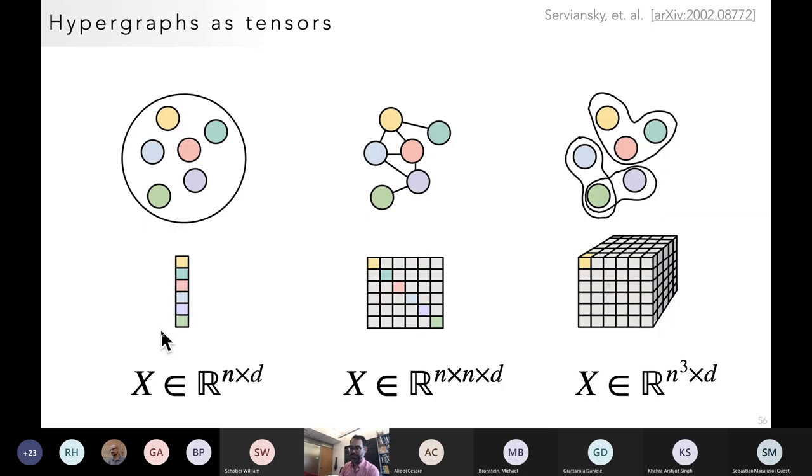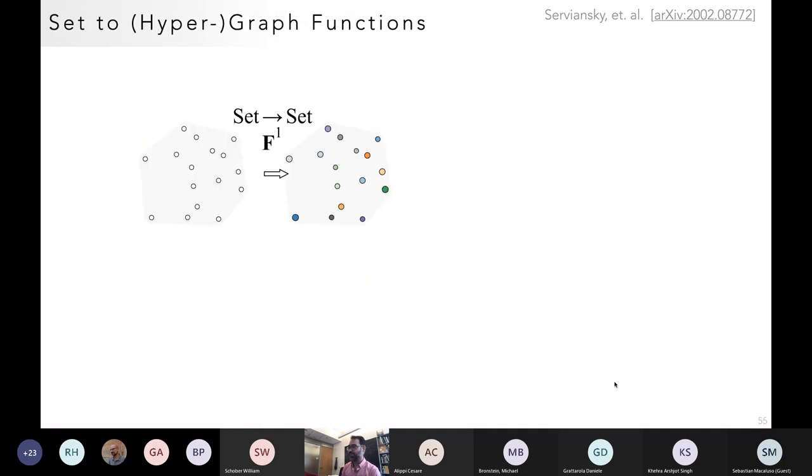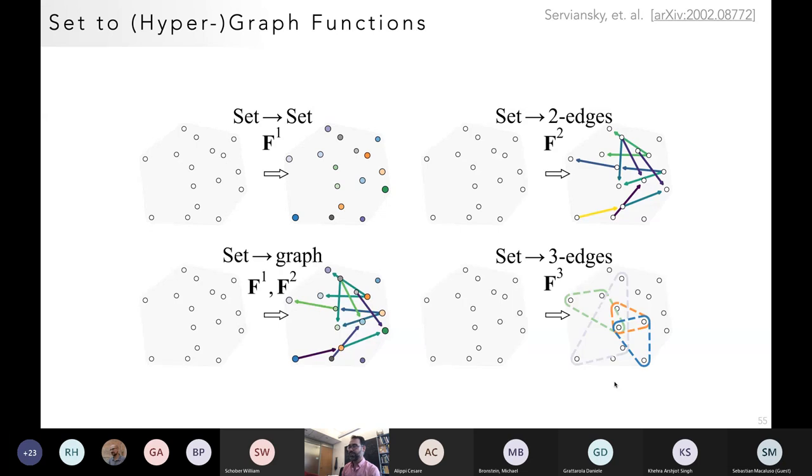And you can, of course, represent the node information fairly simply. You have n nodes and a d-dimensional feature associated to each one. You can represent the edges as an n by n tensor, and then you can do three edges this way, et cetera. So the question that we were interested in was, can we learn functions that go from sets to graphs, or sets to these kinds of hypergraphs?